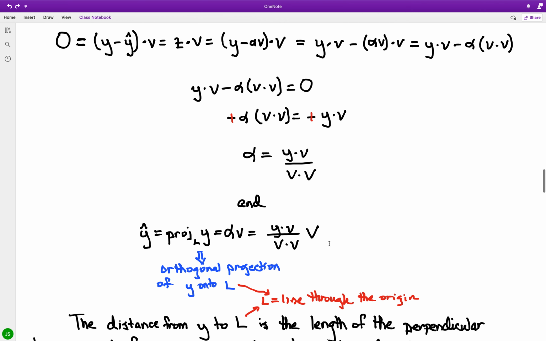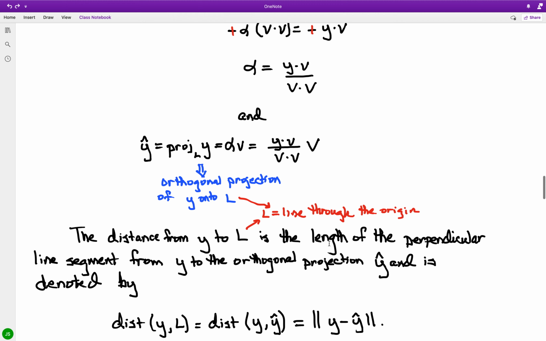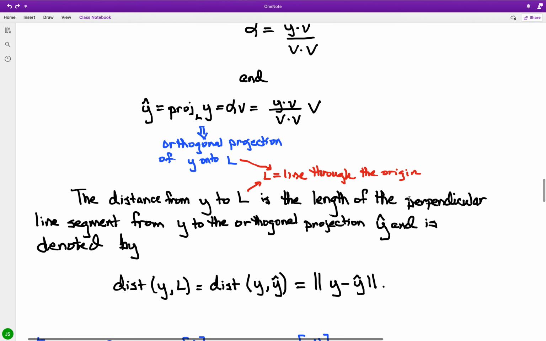Coupled with the projection, the distance from y to L is the length of the perpendicular line segment from y to the orthogonal projection. The distance from y to the line through the origin is equal to the distance between y and the projection, which is the magnitude of the difference between y and the projection.